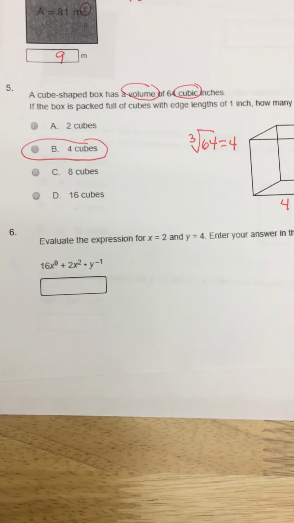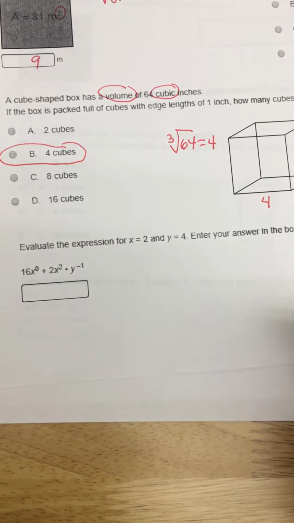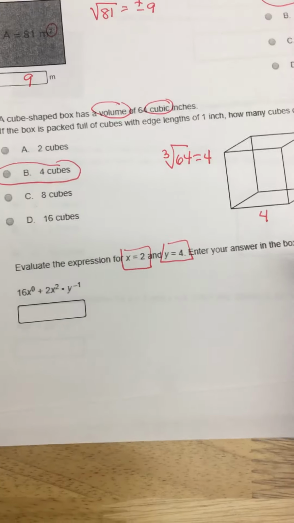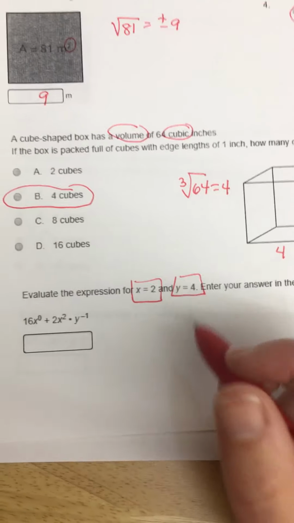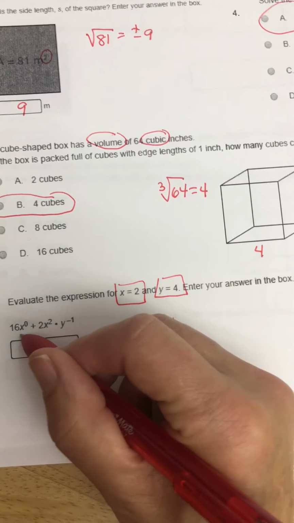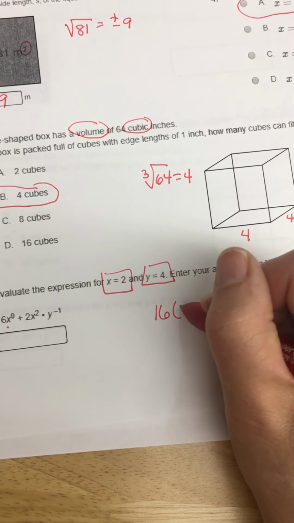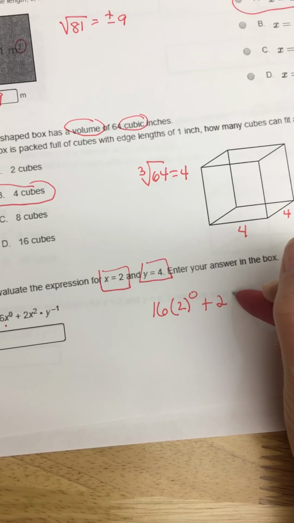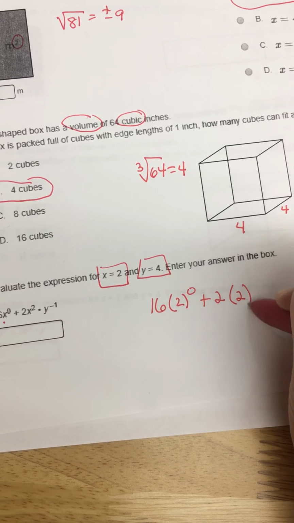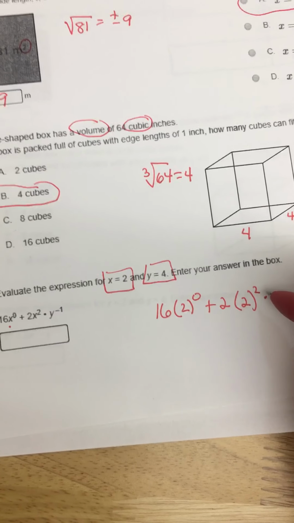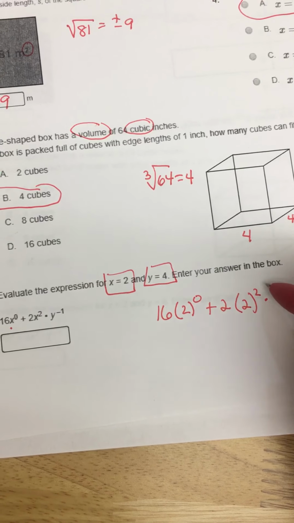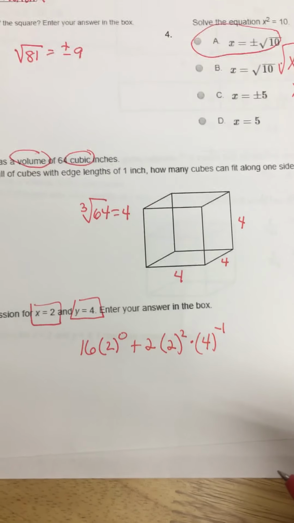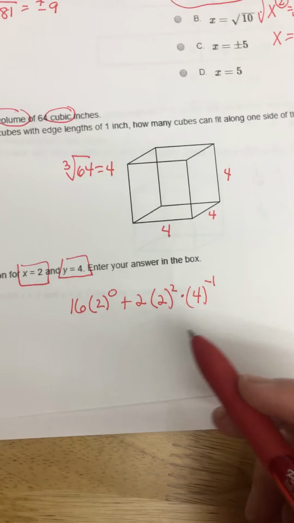And then the last one on this page, evaluate the expression for x equals 2 and y equals 4. That means I'm substituting those values in for x and y. So 16x to the 0, not to the second, plus 2x to the second, times y to the negative 1, but we're going to make y 4 to the negative 1 power. So the first step is substituting in. The second step is evaluating each of those exponents.